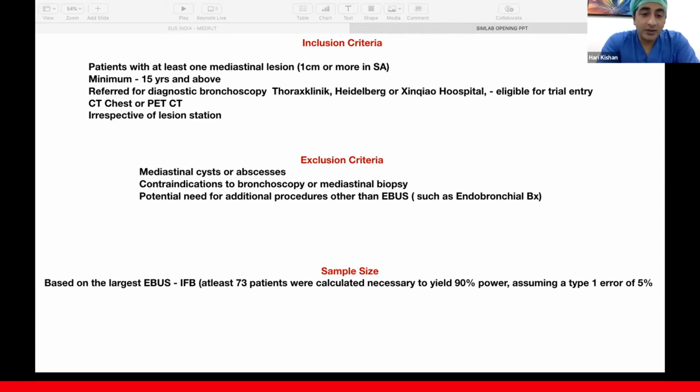And they excluded a few conditions like mediastinal cysts and abscesses, as we know they can cause complications, and patients who could not undergo a bronchoscopic procedure, or where there was a need for an additional procedure other than an EBUS that can yield a diagnosis. And the sample size was calculated based on the previous intranodal forceps, mini forceps biopsies. So at least 73 patients they had to do.